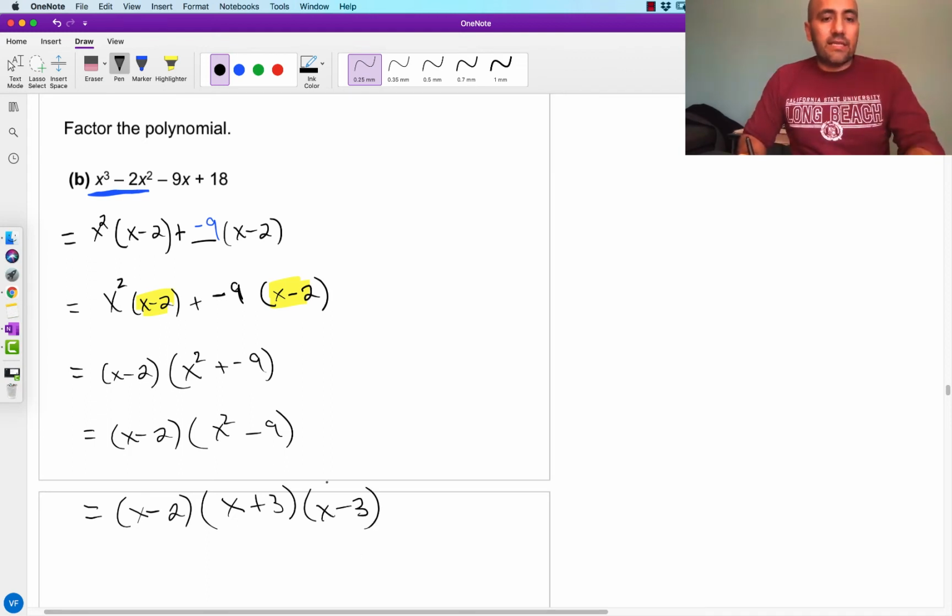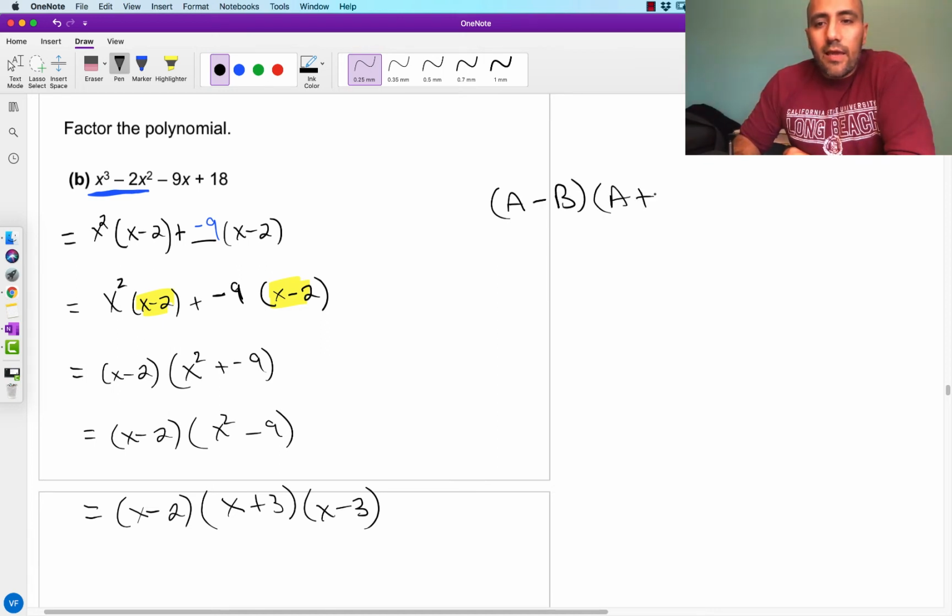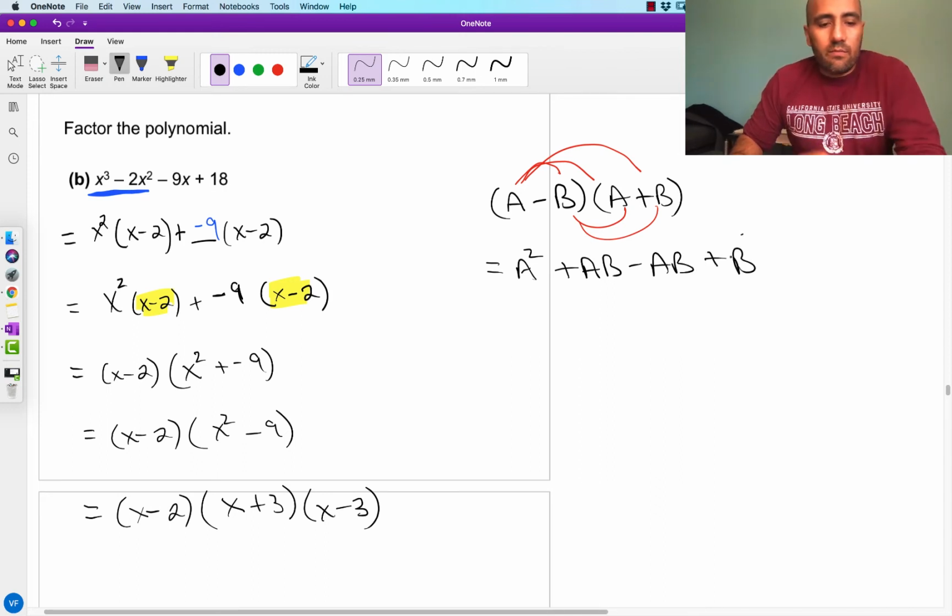And then that's going to lead to the next technique of factoring by noting that there's a pattern. This comes from knowing from earlier that if we have this pattern, a minus b times a plus b, and we FOIL it all out, we end up with a squared plus ab minus ab minus b squared, and then the middle terms cancel out, so we're just left with a squared minus b squared.